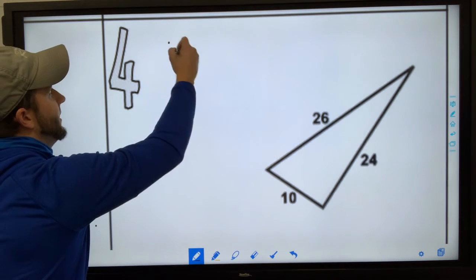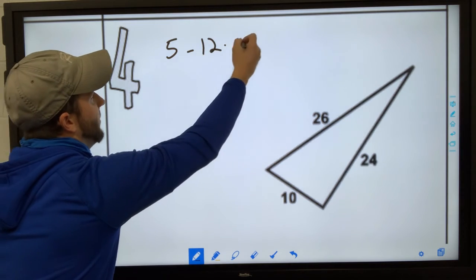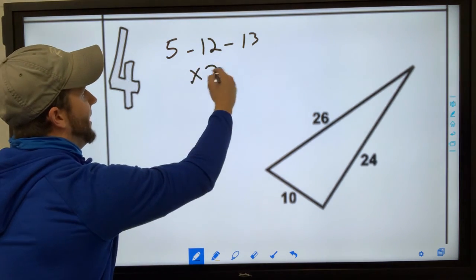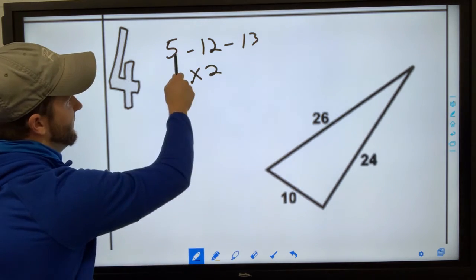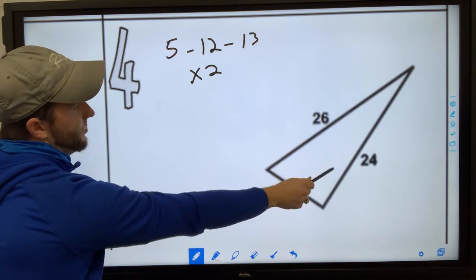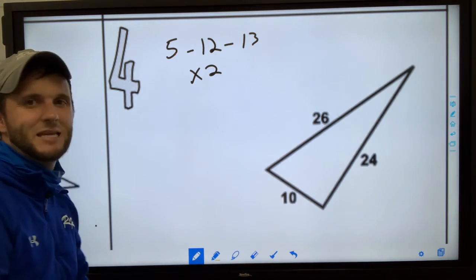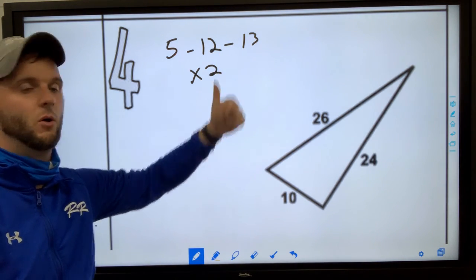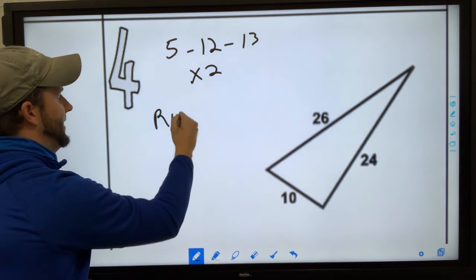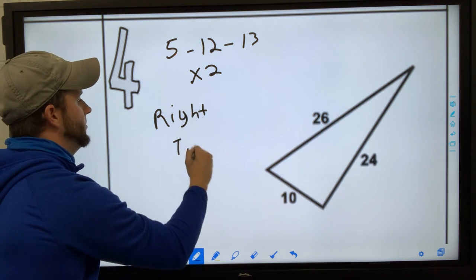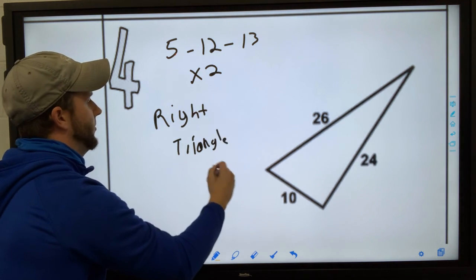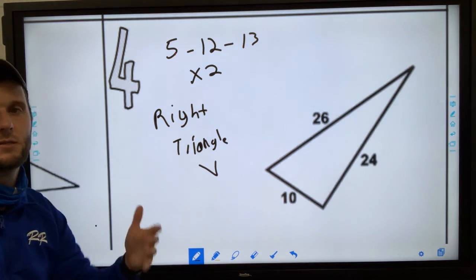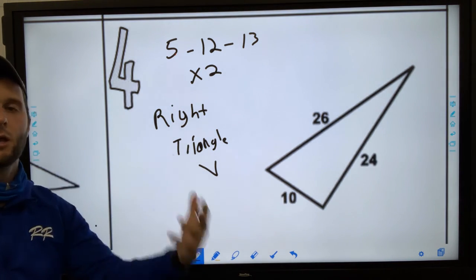So what this means is I took 5, 12, and 13, that Pythagorean triple, and multiplied by 2 to get to this. 5 times 2 is 10, 12 times 2 is 24, 13 times 2 is 26. Since this is just a scaled up version of the Pythagorean triple, that automatically proves it is a right triangle. It is a right triangle, okay? So ladies and gentlemen, take these methods. Sorry for the mishap, and good luck with your skill check.